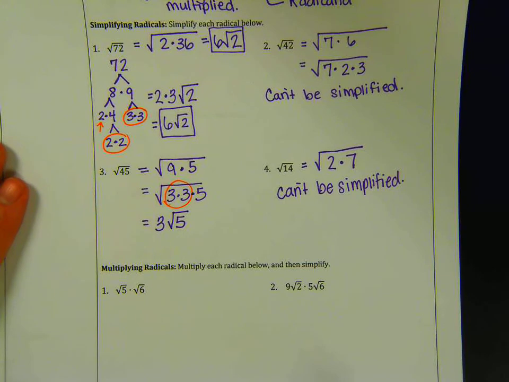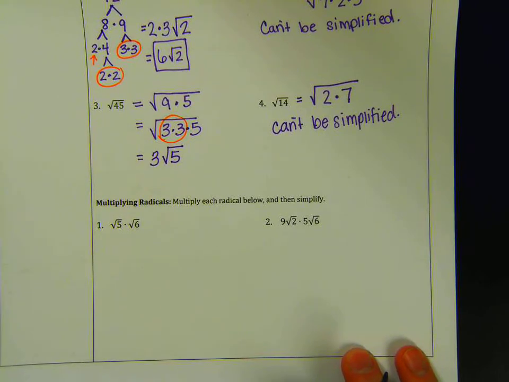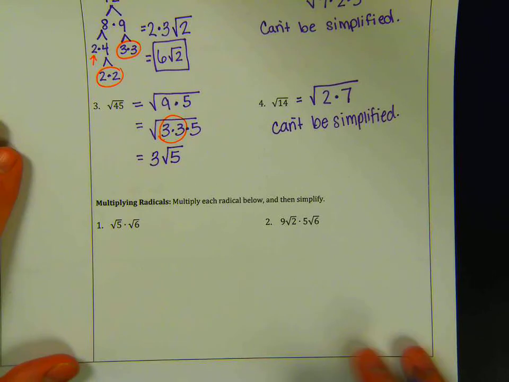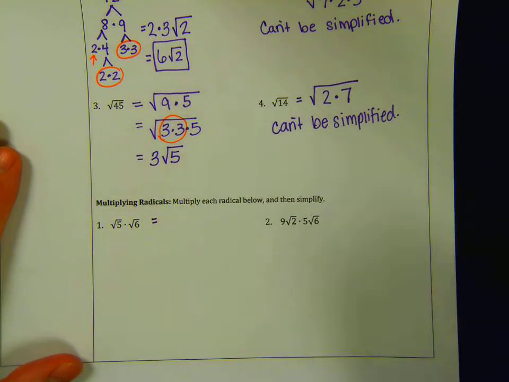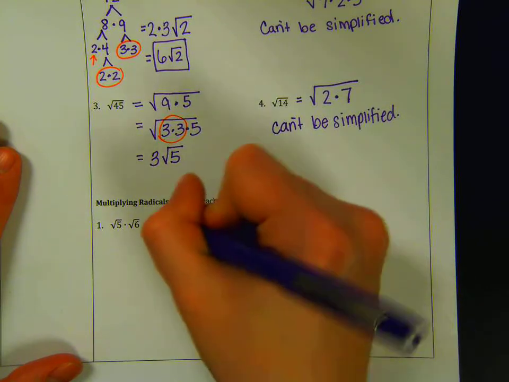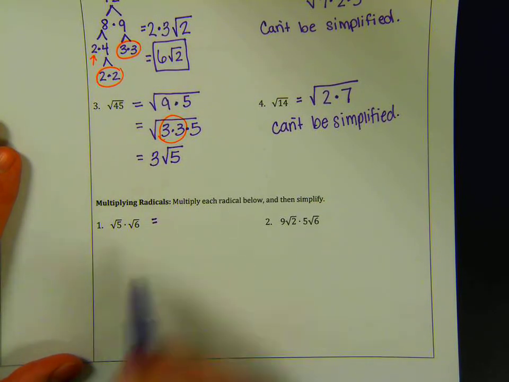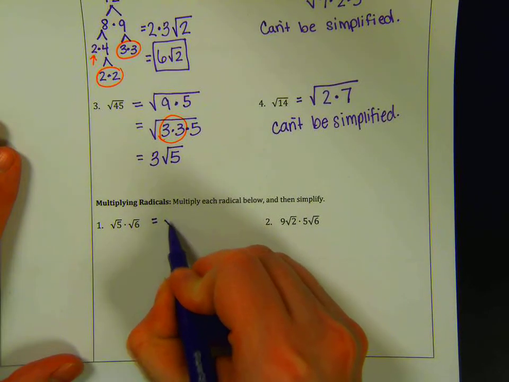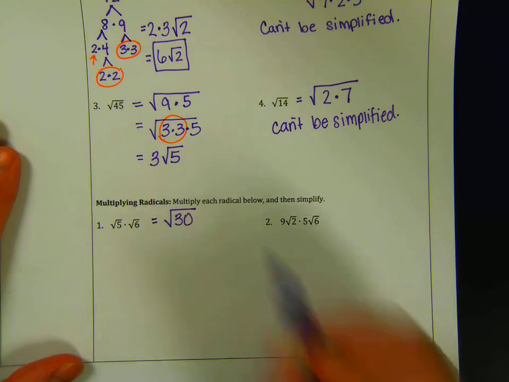We already multiplied a little bit already, but I'm going to show you how to multiply 2 radicals. So multiplying radicals: multiply each radical below and then simplify. And that should say if possible, but you can't always. When you're multiplying 2 radicals together, you're going to multiply what's underneath there. So you're multiplying the radicands. So 5 times 6 is 30, so the square root of 5 times the square root of 6 is the square root of 30.